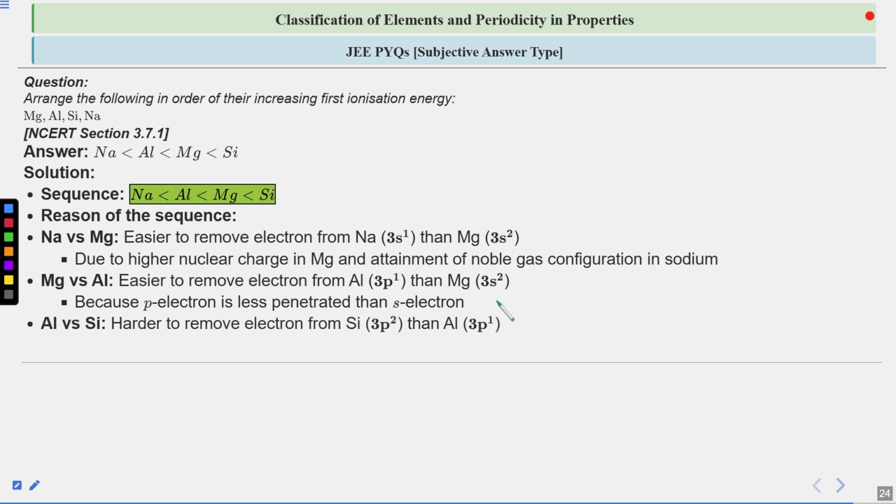What about aluminium and silicon? In silicon you have to remove the electron from the 3p2, and in aluminium you have to remove it from the 3p1. Here we don't have an exception. Simply your effective nuclear charge in case of silicon is more. Therefore, silicon will have a greater ionization potential as compared to the aluminium. So I guess it is clear to all of you why the order is coming so.